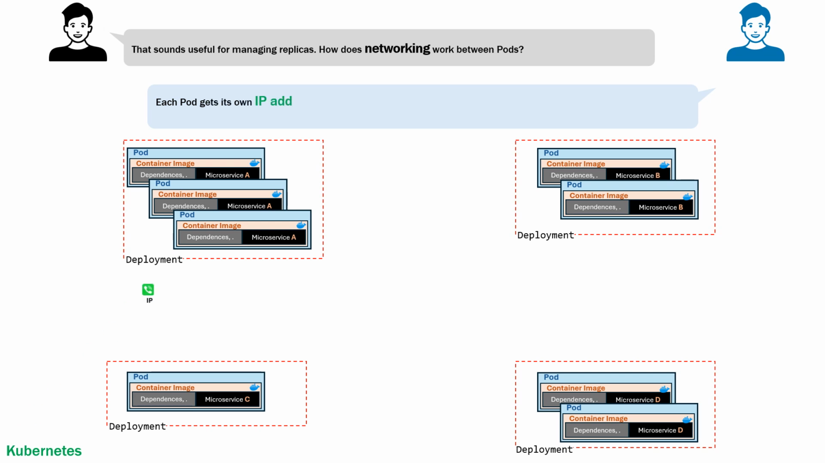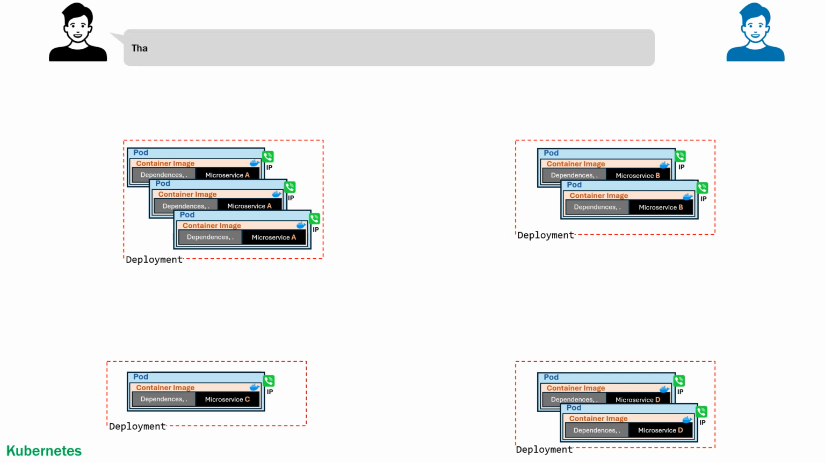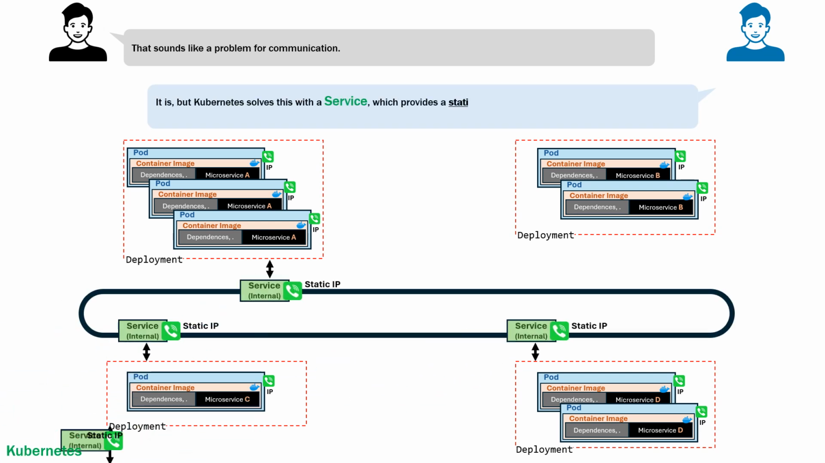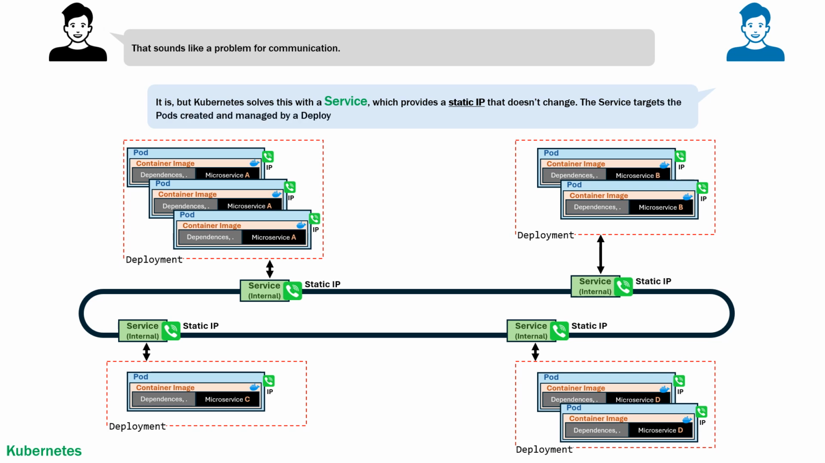Each pod gets its own IP address, but there's a catch: if the machine hosting a pod restarts, the pod's IP might change. That sounds like a problem for communication. It is, but Kubernetes solves this with a service, which provides a static IP that doesn't change. The service targets the pods created and managed by a deployment, making them consistently reachable even if pod IPs change.